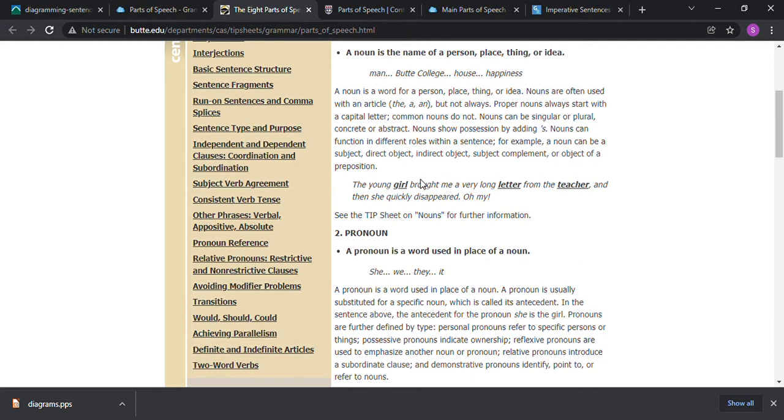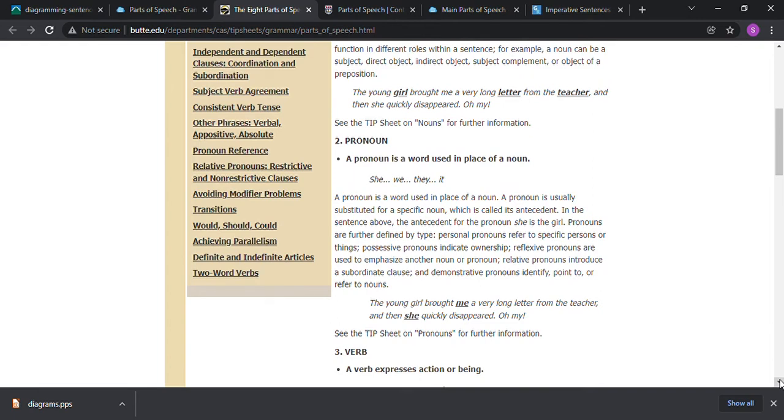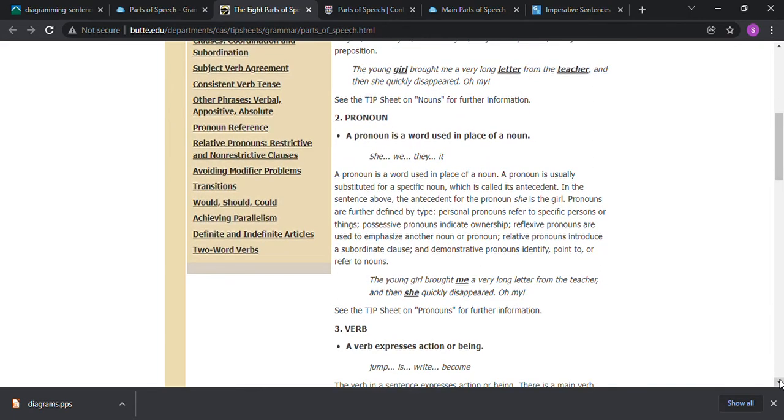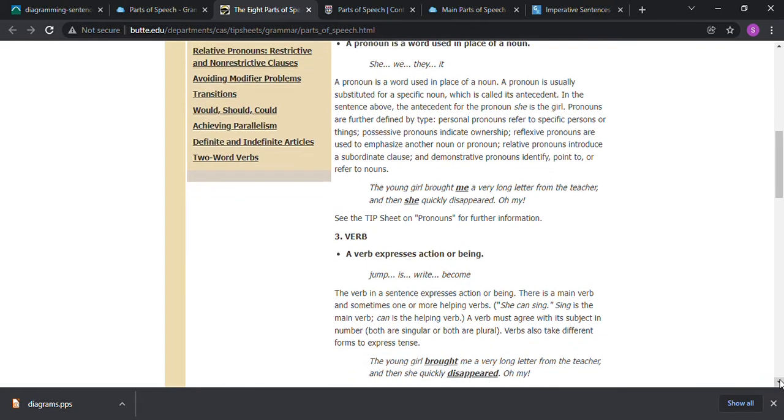And then it shows you the young girl brought me a very long letter from the teacher, and then she quickly disappeared. Oh my! And it could have just been a simple sentence. The girl brought a letter to the teacher, or the girl brought a letter from the teacher. So you see, this is a much better sentence because it has more colorful words. And then it talks about pronouns and what a pronoun is. So you can see that and you can go over it and you can read it and you can pause the video. And it talks about verbs.